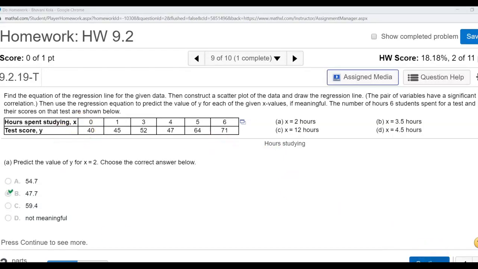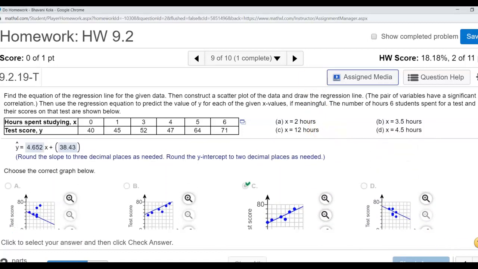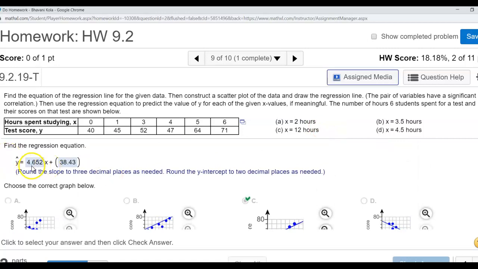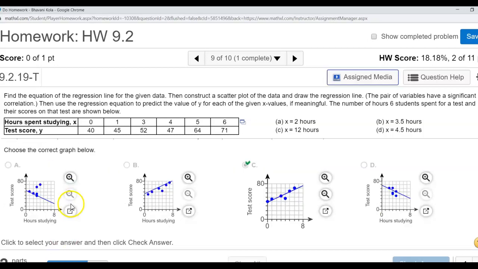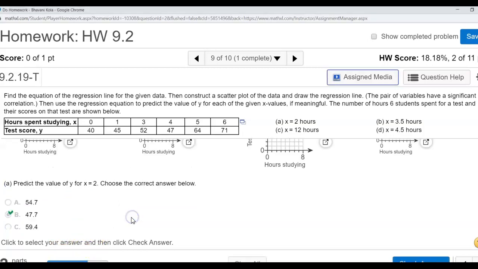All right. Let's see the next one. Next one is 3.5. For this one, I want to do it manually. So 3.5, that's another way to do it. What is my equation? Go back and check your equation. You can either do it with your StatCrunch or you can do it manually. When I check, my equation is 4.652, right? And so what am I finding for? I'm finding for x is equal to 3.5. So how do you do that? You will simply plug in.